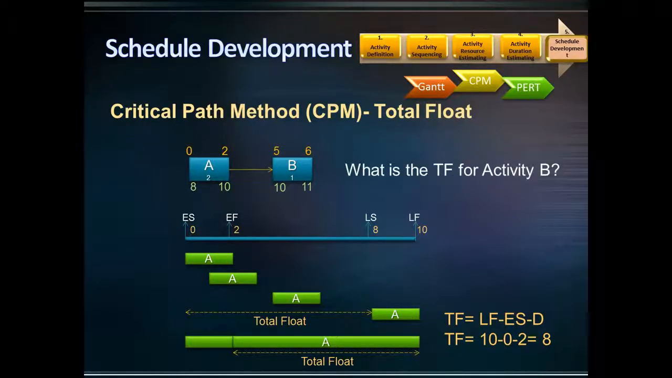Now, tell me what the total float for activity B is. Well, it is 11 minus 5 minus 1. That is 5 days.